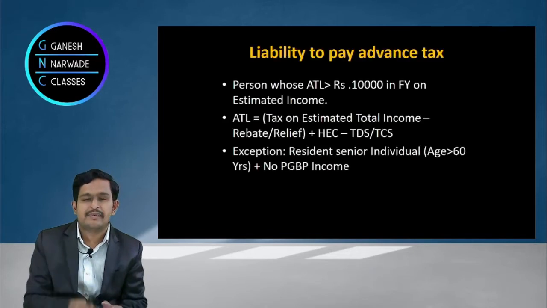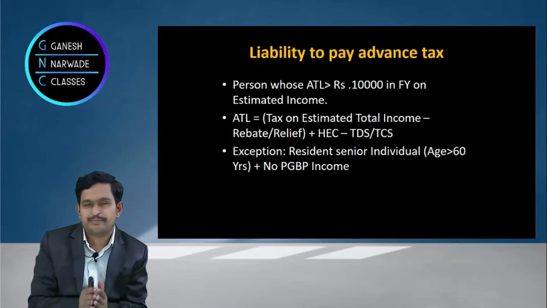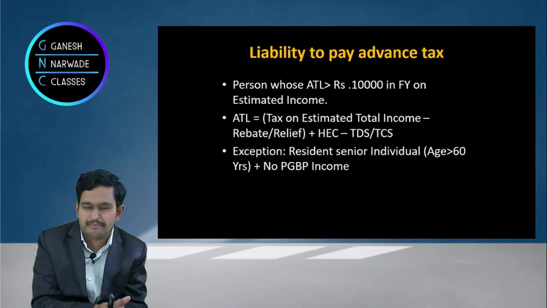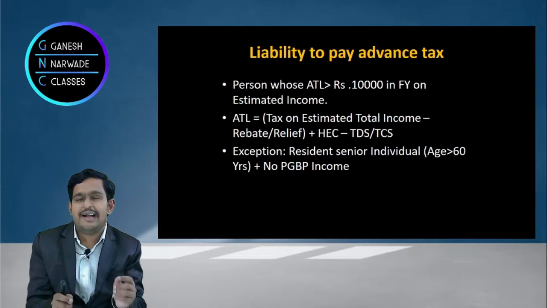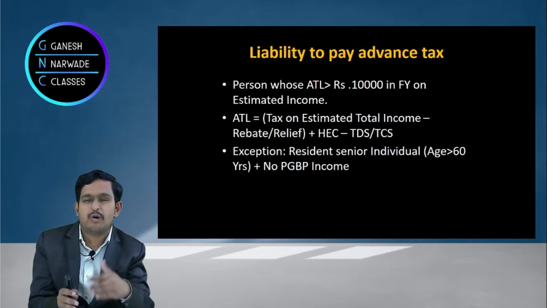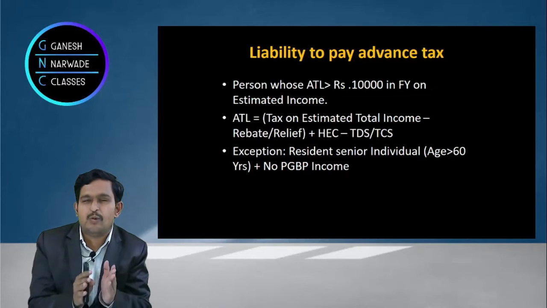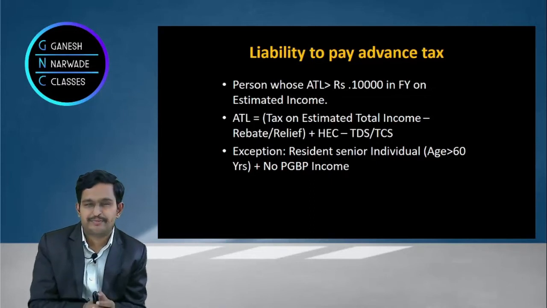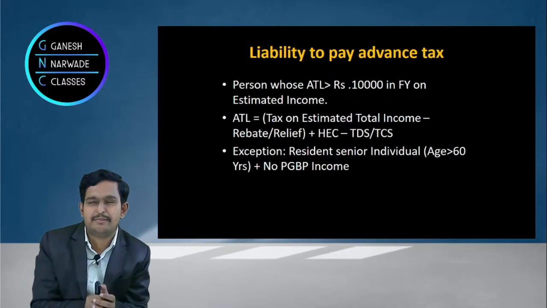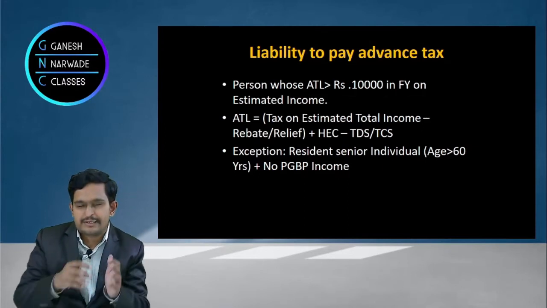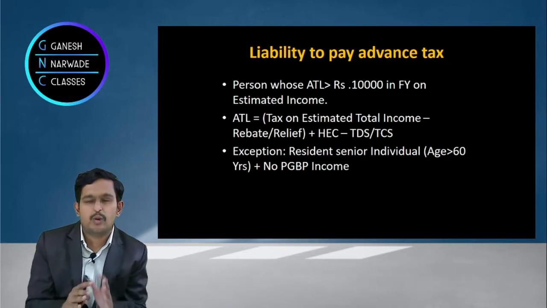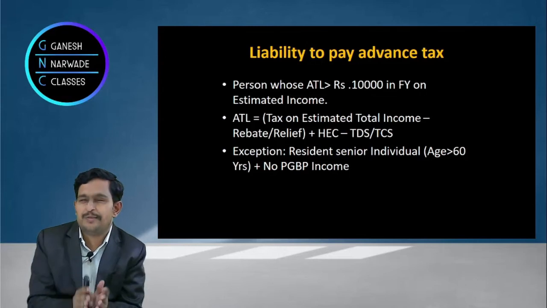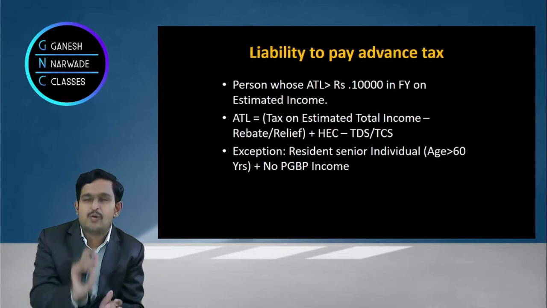Clear? Now, should everybody who earns income pay advance tax? The answer is no. Whoever earns income is liable to pay tax, and more importantly, his advance tax liability is more than 10,000. Then only these provisions will apply. Now how to calculate advance tax liability? Moreover, sir, till the year end, we don't know how our income would be, how much total income would be. So how should we actually calculate? How should we actually pay? Don't worry, all questions will be answered.